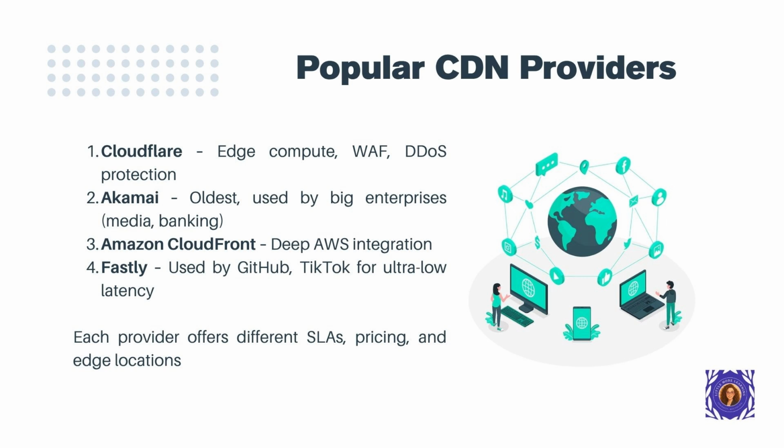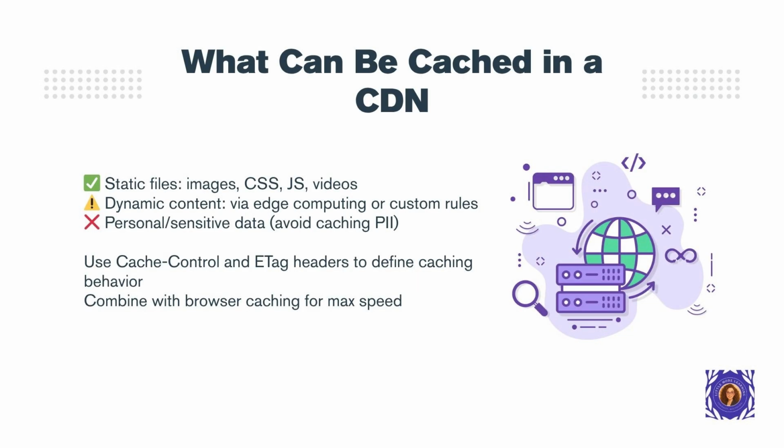Fastly, known for its real-time control and ultra-low latency, is favored by companies that require rapid content purging and dynamic content delivery, such as GitHub and TikTok. Each provider differentiates itself through its service-level agreements, SLAs, pricing models, the geographic distribution of its edge locations, and specialized features. The choice of CDN often depends on your specific performance requirements, budget, and existing cloud infrastructure. Understanding what can and should be cached in a CDN is crucial for optimizing performance.